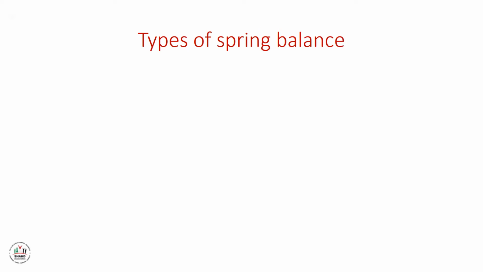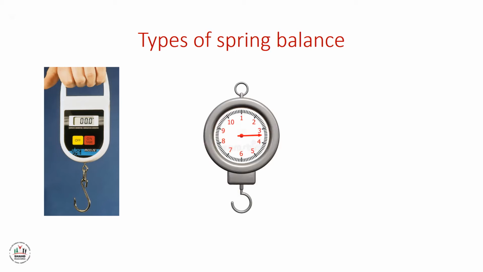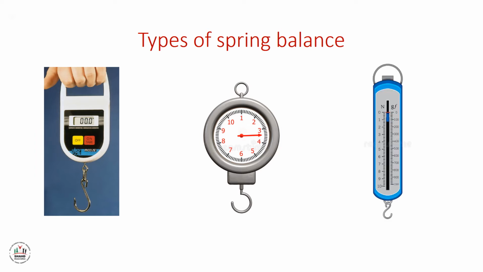We have many types of spring balance. The first one is called the digital spring balance, which gives a number when the load is attached to the hook. The second one is called the needle spring balance, where the needle moves when the load is attached. The final one is called the graduated spring balance, which points to a number when the load is attached to the hook.